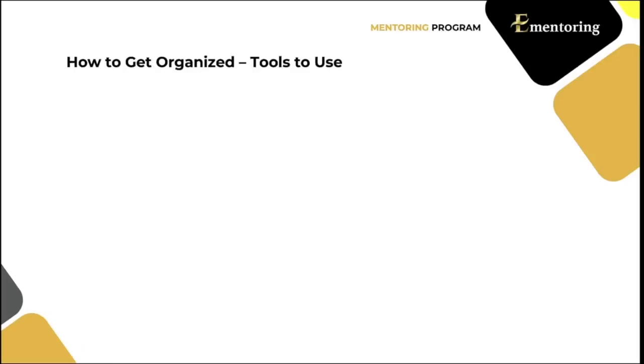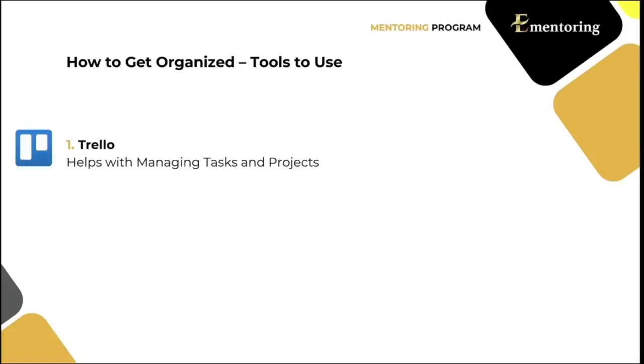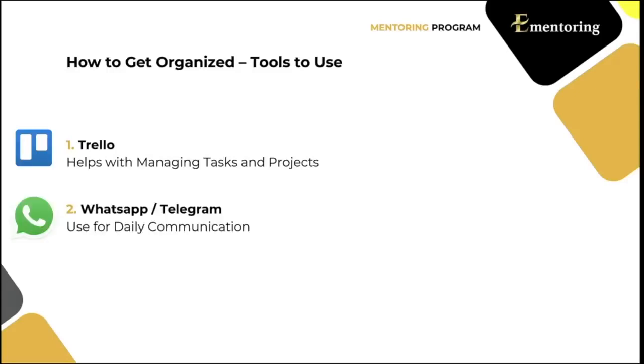In this section, we're going to talk about how to get organized. After you've hired your virtual assistants, you need to get organized to make sure all the tasks are fulfilled, all the work is done, and that you can track the to-dos that need to be done. For that, I'm using two tools. The first one is Trello, which helps me manage the tasks and the projects. The second one is WhatsApp, just for daily communication, so that they can ask you questions and everything. But now I'm going to take you through Trello to show you how you can set up everything.